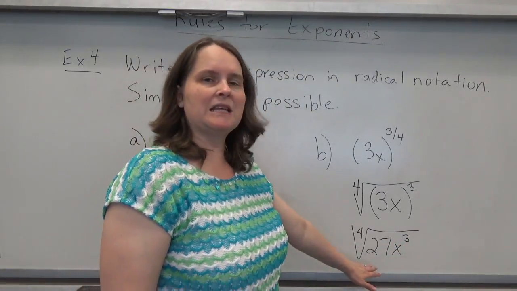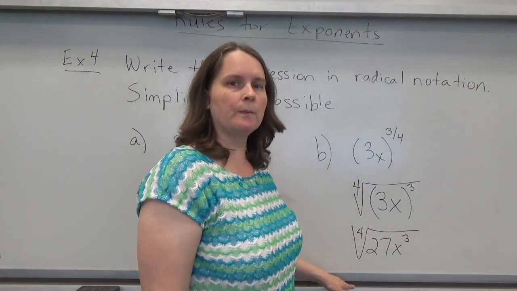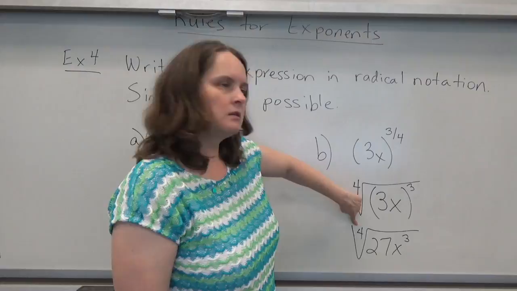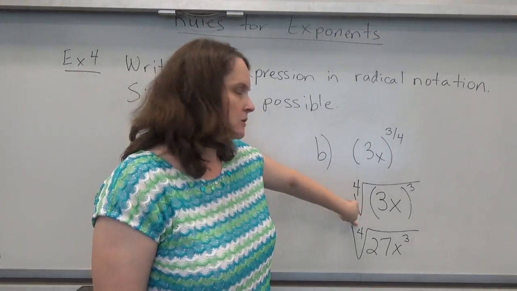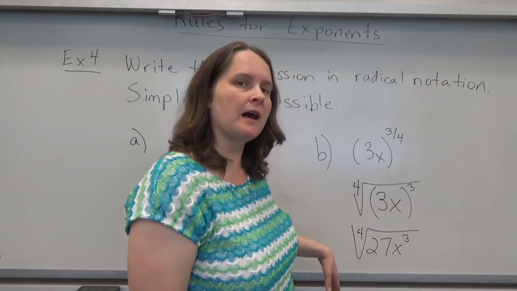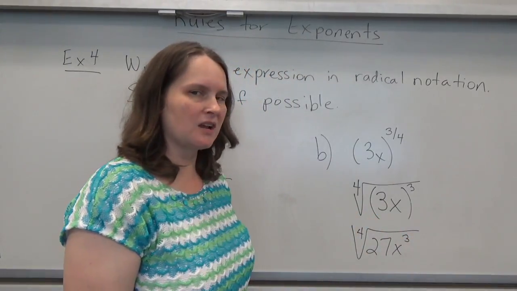Is there anything that can be taken out of that radical? Again, I would need a factor that's being multiplied by itself 4 times, and I do not have that. If I had, say, x to the 5th power, then I could simplify it a little bit, but with x to the 3rd, I can't.